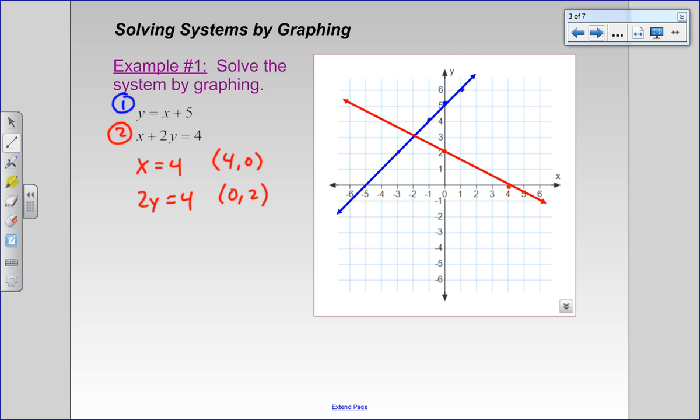Once we've drawn the graph of both lines, we can easily identify the intersection point. It's right here, the point (-2, 3). Since that's the intersection point of the two lines, it's also a solution of both equations, and therefore we can say that the ordered pair (-2, 3) is the solution of this system of equations.